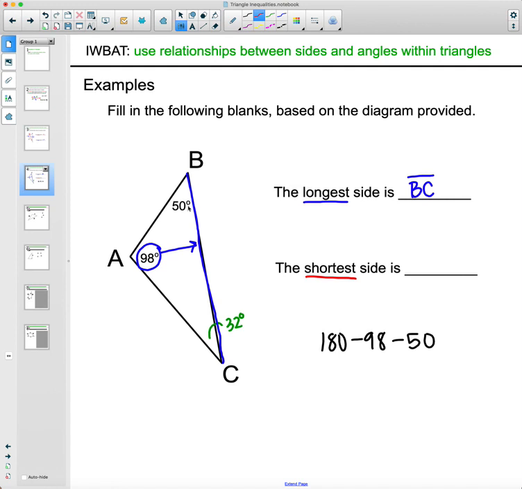The shortest side is going to be across from the smallest angle. Now we see 50 and 32, so we know 32 is the smallest angle. That was angle C, right here. Across from angle C is the shortest side. This side right here connects point A and point B, so segment or side AB is the shortest side. You don't have to know the actual lengths to determine which one is bigger or smaller.